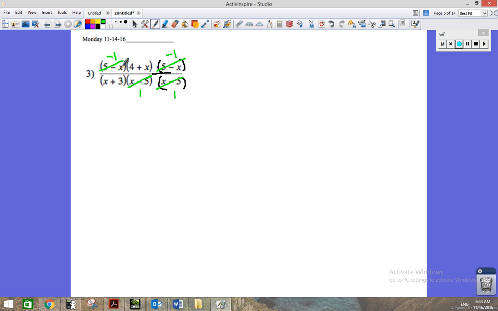So now we can multiply these numerators together. The negative 1 times negative 1 is positive 1 times this 4 plus x. And in the denominator, 1 times 1 is 1 times this x plus 3. Now I believe that that's how they have the final answer written. Some students are going to write that numerator in a standard form with the variable first. That's what I would probably normally do. And x plus 3. But either one of these is an acceptable answer.